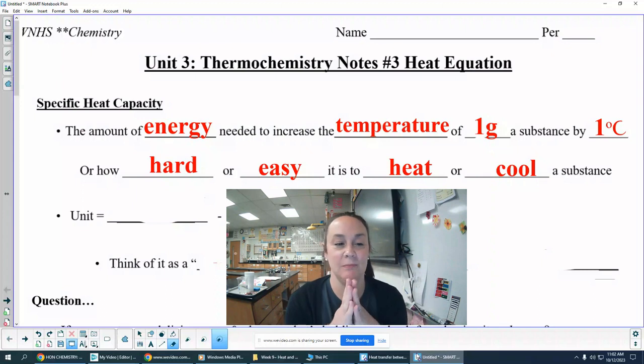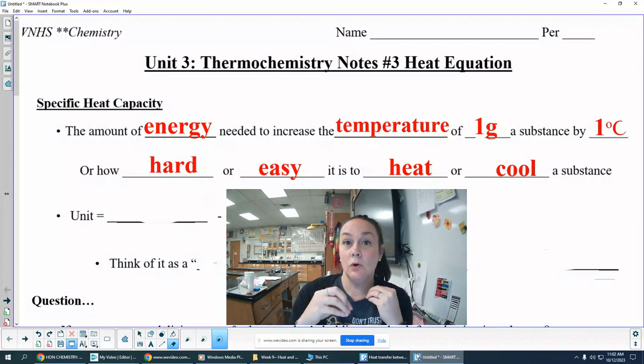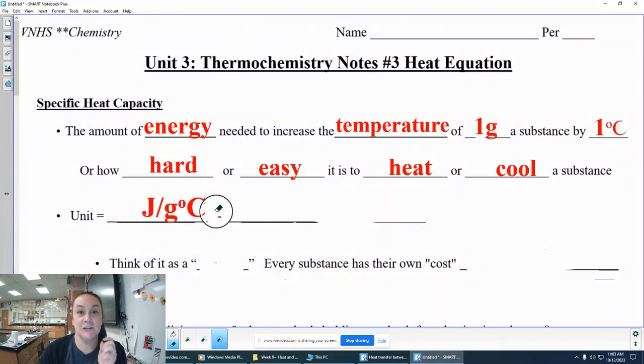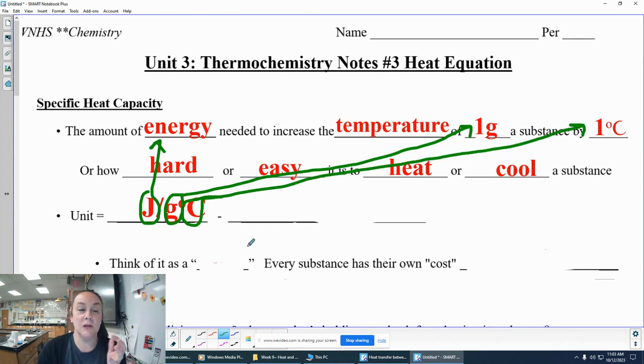So we are talking about specific heat capacity, and it's the amount of energy needed to heat or cool 1 gram by 1 degree. So it's a cost. The easiest way sometimes to think about it is the unit. So the unit is joules per gram degree Celsius. So jot that down, joules per gram degree Celsius. And so sometimes if you don't remember the definition, if you remember the unit, it tells you it's how much energy, remember joules are energy, it takes to heat 1 gram or cool by 1 degree Celsius. So the unit often tells you what it is.